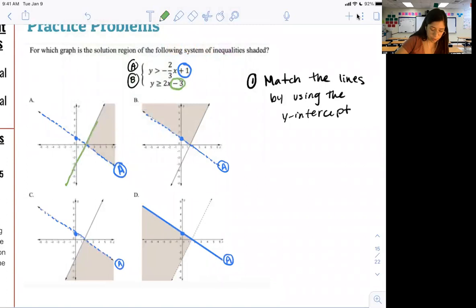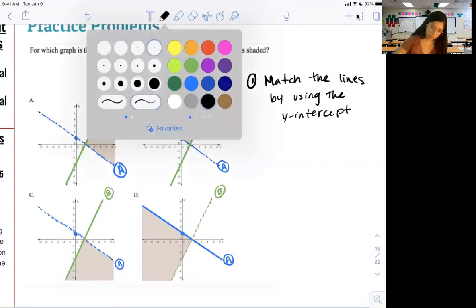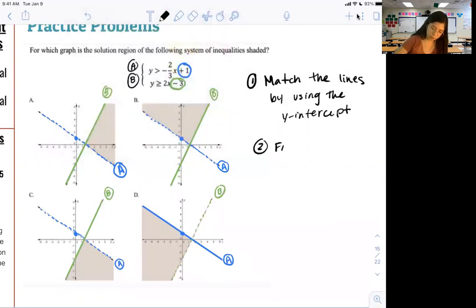Which one matches 100%? Because now what do I look at? Now that I know which line is which, what can I look at to identify the correct answer? The symbol, exactly. So we're going to find the answer using the inequality symbols.